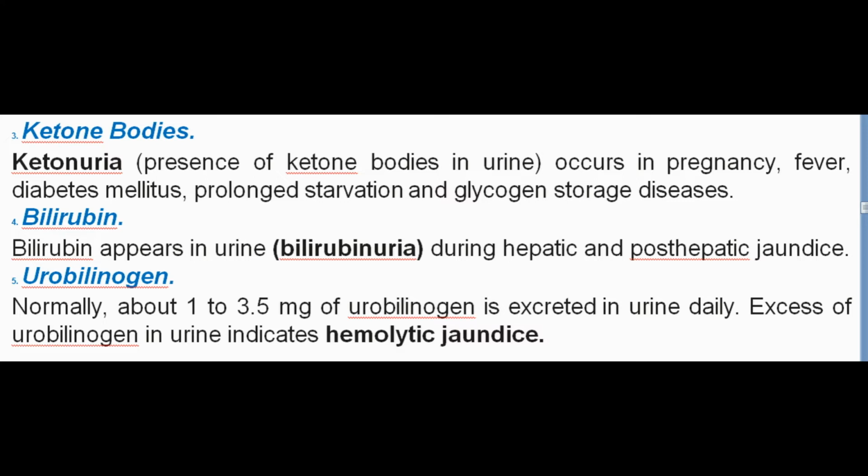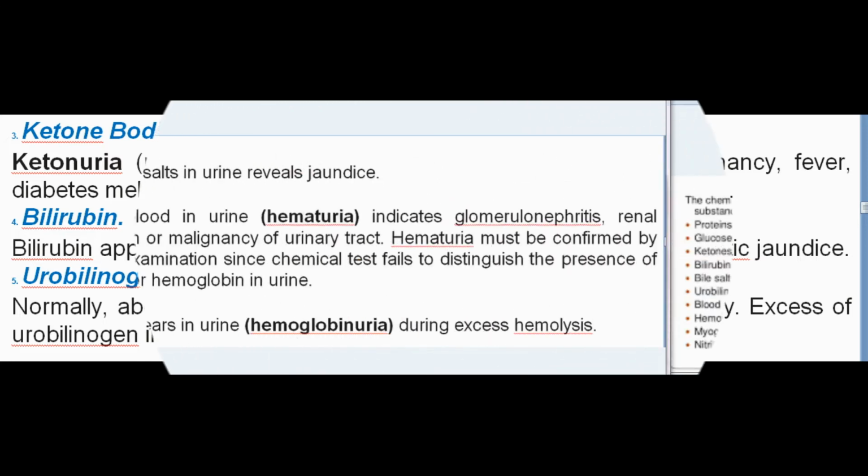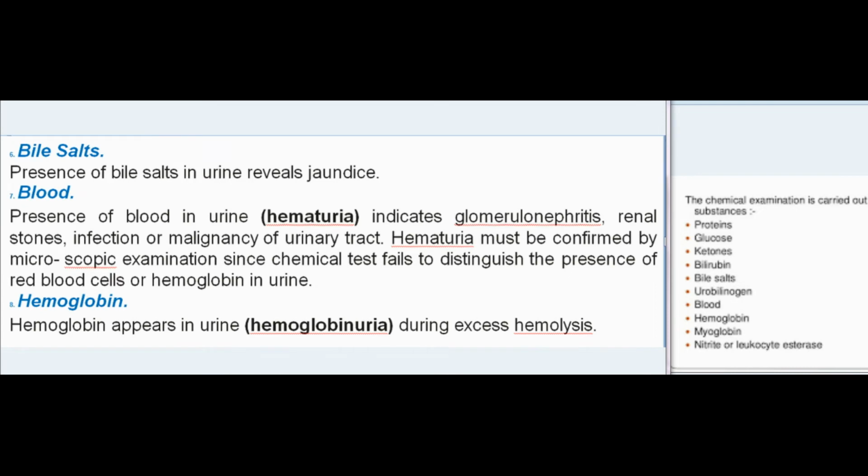Urobilinogen: normally, about 1 to 3.5 mg of urobilinogen is excreted in urine daily. Excess of urobilinogen in urine indicates hemolytic jaundice. Bile salts: presence of bile salts in urine reveals jaundice. Blood: presence of blood in urine, hematuria, indicates glomerulonephritis, renal stones, infection, or malignancy of the urinary tract. Hematuria must be confirmed by microscopic examination since the chemical test fails to distinguish the presence of red blood cells or hemoglobin in urine.